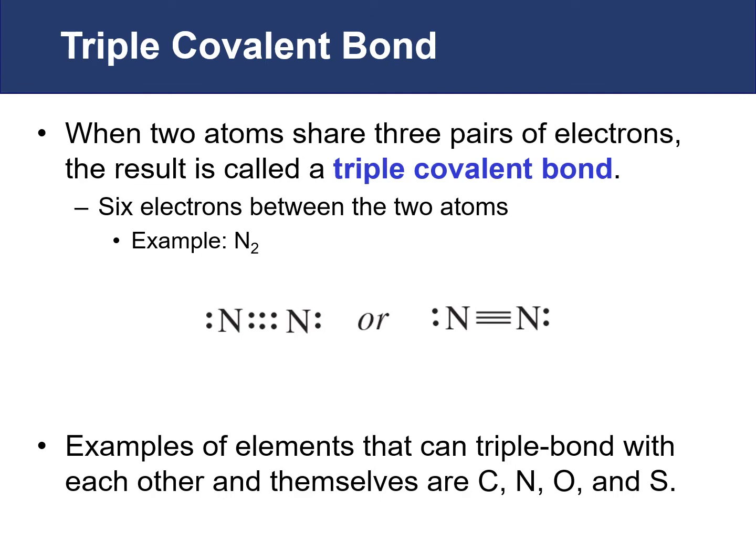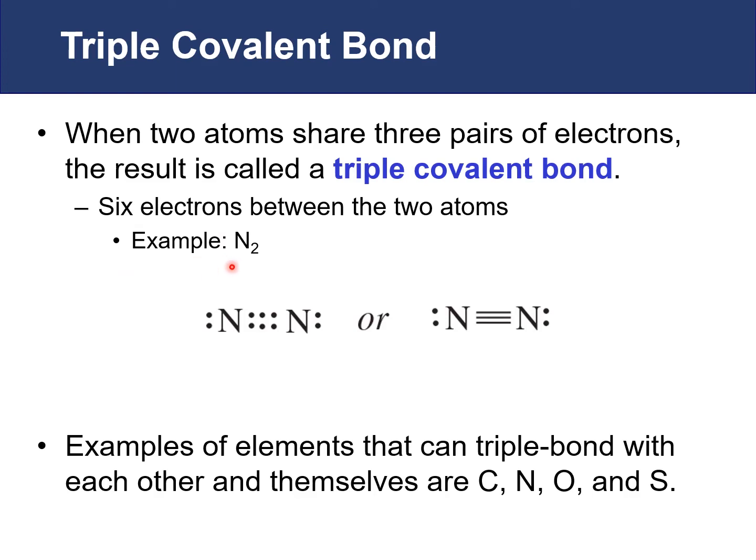However, the sharing is not limited to just 2 sets of electrons. We can go as high as 3, at least for this particular class. When 2 atoms share 3 pairs of electrons for a total of 6, the result is called a triple bond. Again, we have 6 electrons being shared between 2 atoms. Typically, this is going to occur when each atom shares 3 electrons from itself with another atom that also shares 3. A prime example of this would be nitrogen, N2.